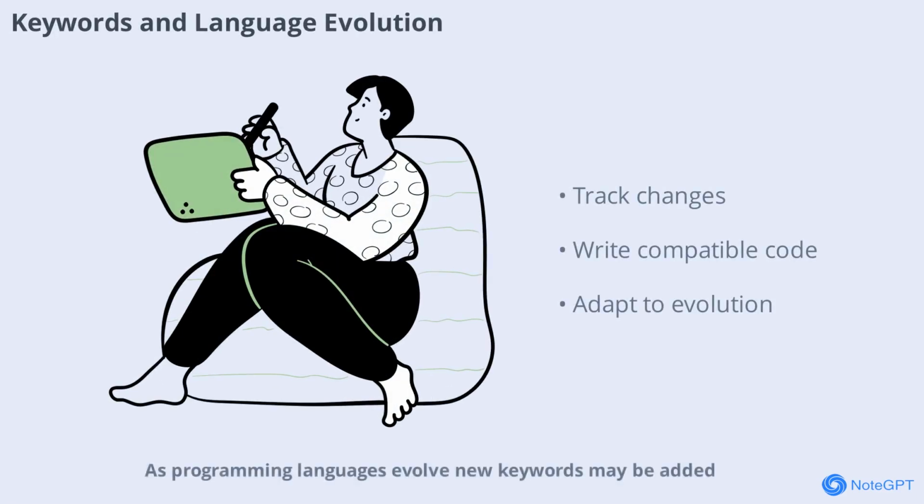As programming languages evolve, new keywords may be added and old ones may become obsolete. Keeping track of these changes is important for writing up-to-date and compatible code. Language evolution ensures that programming remains relevant and capable of solving modern problems.